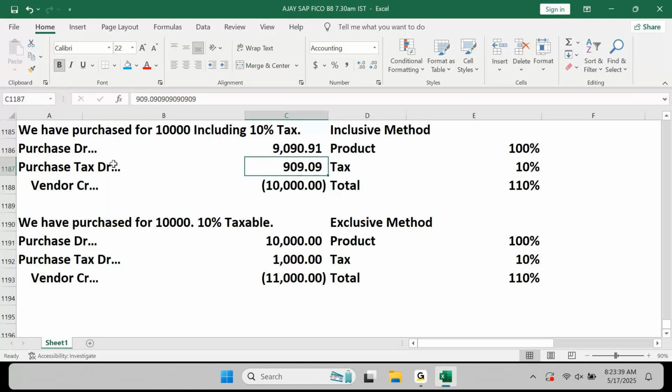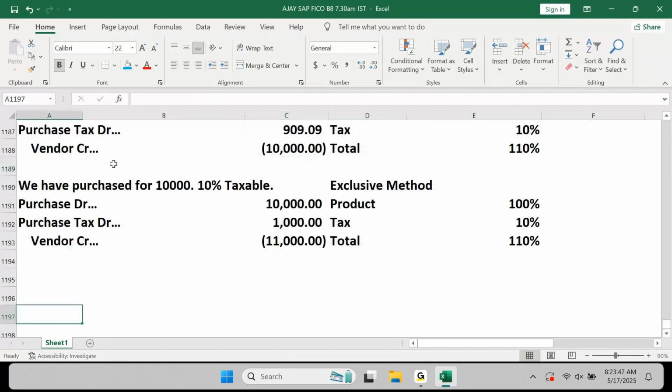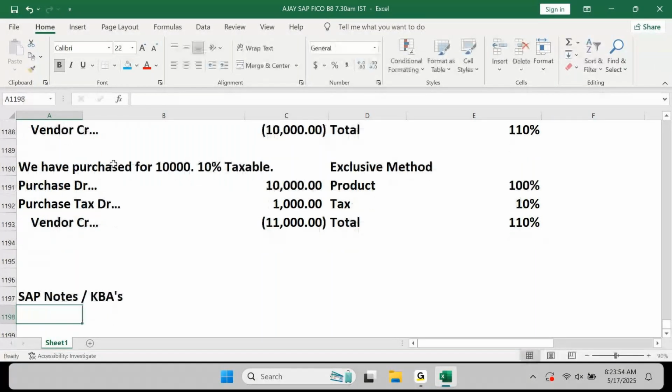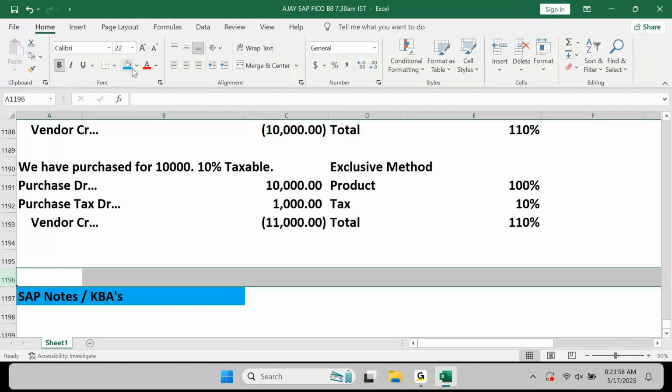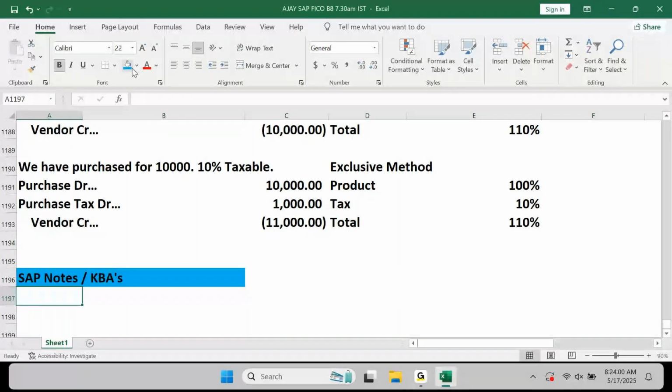This is where you will have to understand certain terminology called SAP notes. Anybody heard SAP notes? SAP notes and KBAs. These two names anybody heard before? SAP will release notes. SAP will release knowledge-based articles for consultants to understand how to configure this, how to set up this, how to troubleshoot this in case if there are any problems.